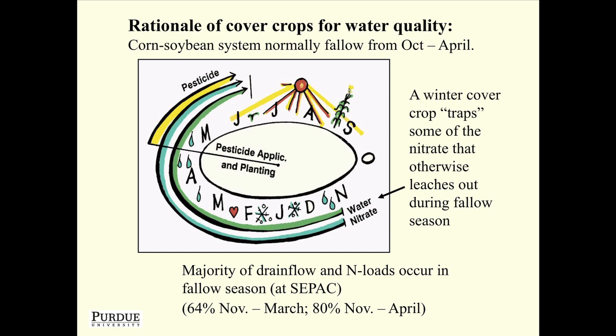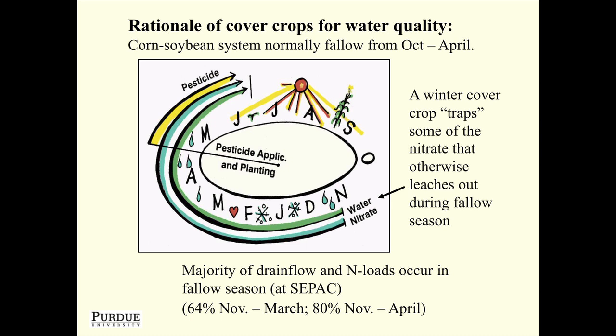Whether you have tile drainage or whether you don't, the water is moving into and through the soil and out the bottom. Okay? The majority of that happens precisely during that fallow period. For my particular site in southeastern Indiana, CPAC, 80% of the water that flows through that soil profile out the bottom occurs in November through April. And since that water is what's carrying any residual nitrogen, that means that 80% of the nitrogen that goes out the bottom is lost precisely during that period.